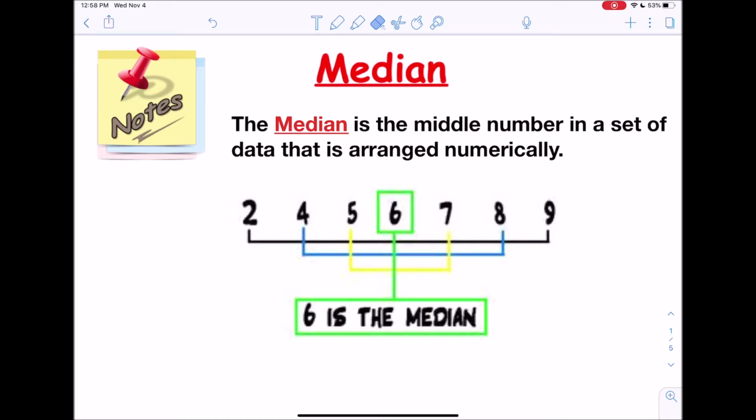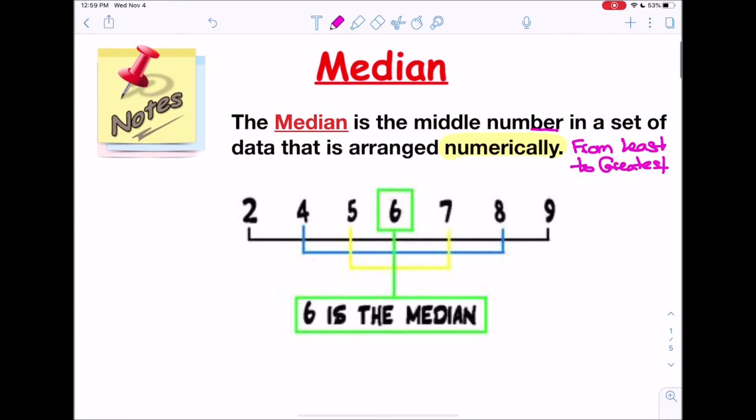So for today's lesson, we're going to be looking at the median. The median is the middle number in a set of data that is arranged numerically. Okay, so first, you need to know that numerically means that it's arranged from least to greatest. So it's the middle number out of data that's been arranged from least to greatest.